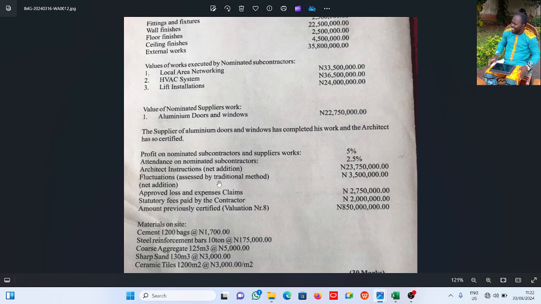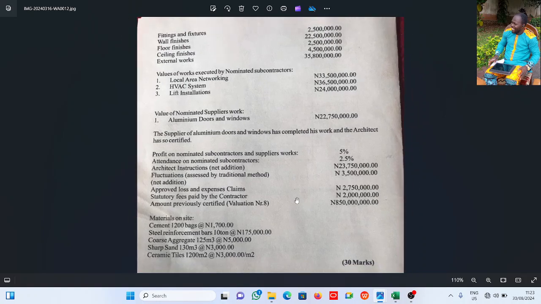Fluctuation assessed by the traditional method is 3.5 million. It can either be assessed by the traditional method or by the formula method. The difference is that if it is assessed by the formula method, it has to be subjected to retention. But now it's by the traditional method, so it will not be subjected to retention. When we get to the valuation, you will see it properly. Then approved loss and expense claims, statutory fees paid by the contractor, and the amount previously certified in the previous valuation.